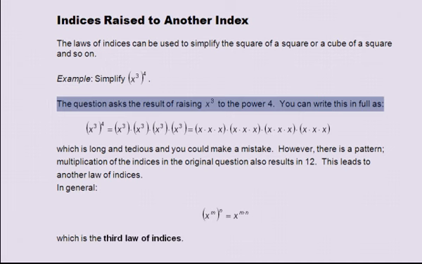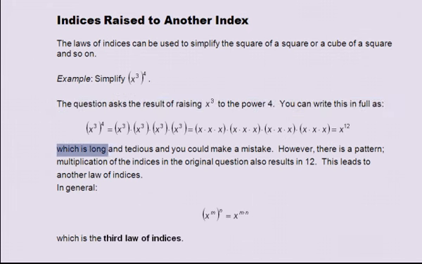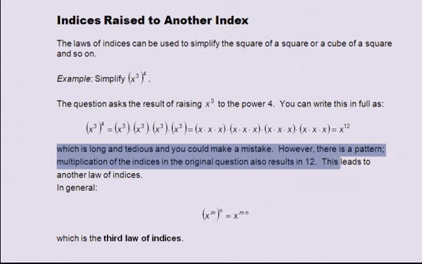which equals x times x times x times x times x times x times x times x times x times x times x times x, which equals x to the power 12. This is long and tedious, and you could make a mistake. However, there is a pattern. Multiplication of the indices in the original question also results in 12. This leads to another law of indices.